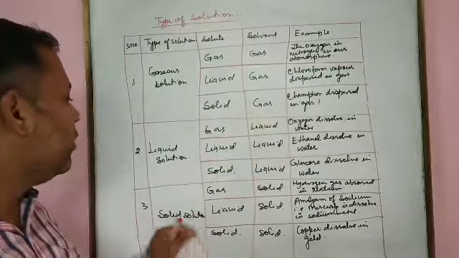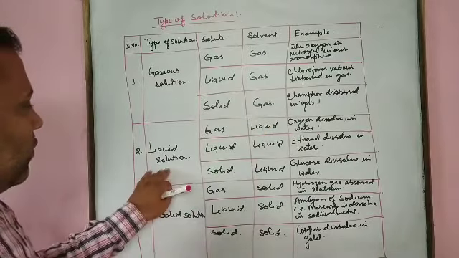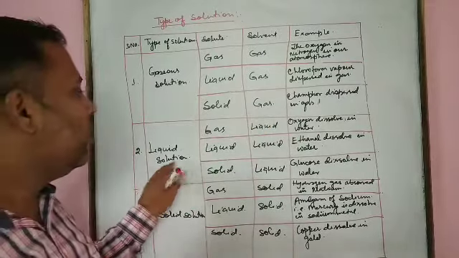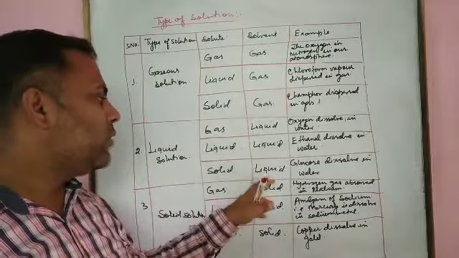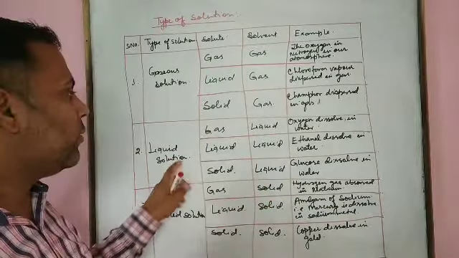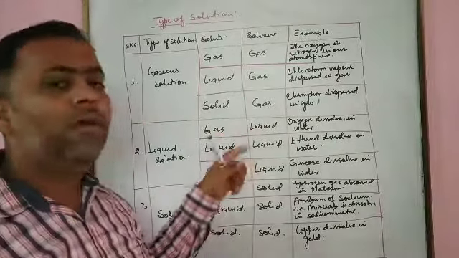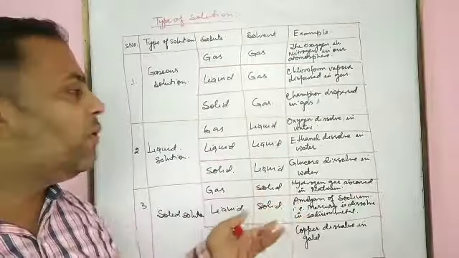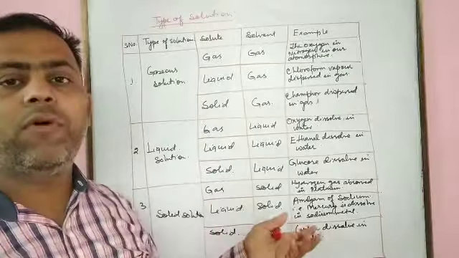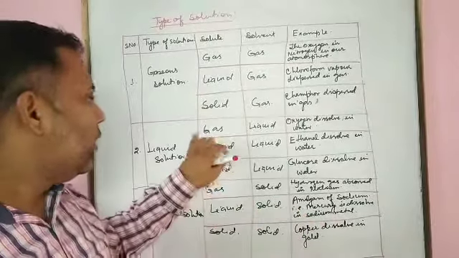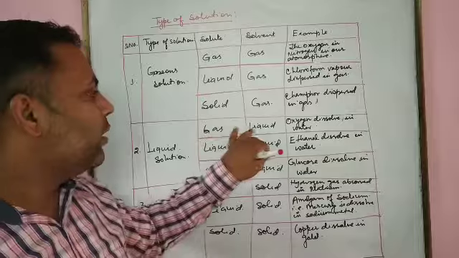Next we have discussed liquid solution, that when the solvent is in liquid state, it is termed as liquid solution. We have three types of liquid solution. The first one, gas in liquid. We know the oxygen is dissolved in water, which is important for aquatic life forms. That is an example of gas in liquid solution.